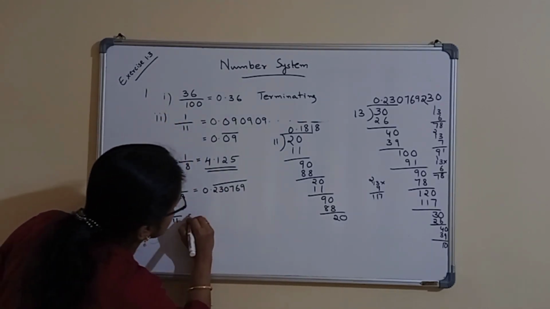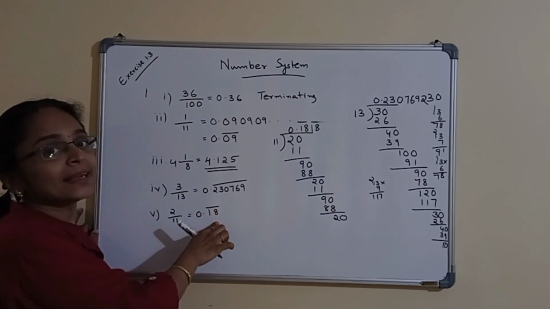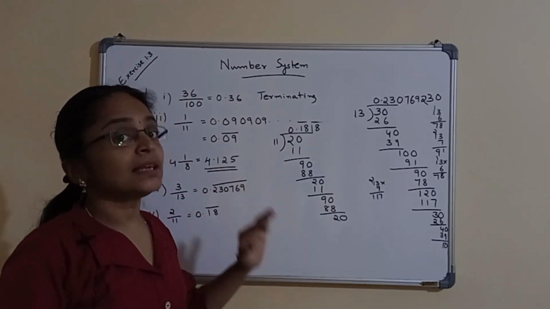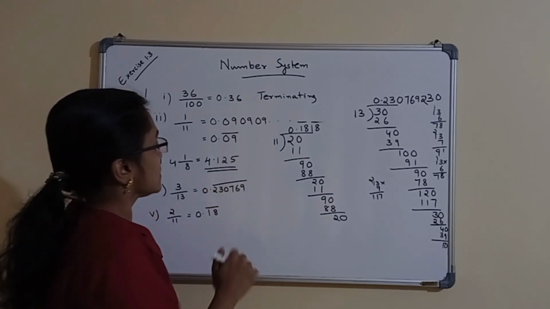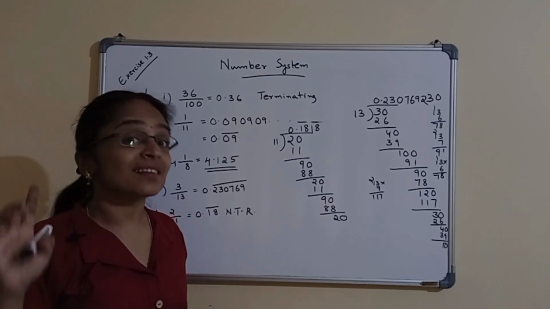So we can write this as 0.18 with a bar, which means this 18 is repeating. So this is a non-terminating repeating decimal, or we can write recurring.